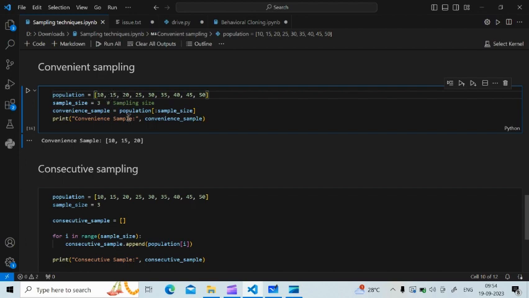There is not any randomness involved. I'm not randomly picking up the person. And it will cost less than probability sampling. Wherever randomness is involved, the cost will be comparatively more than non-probability sampling.